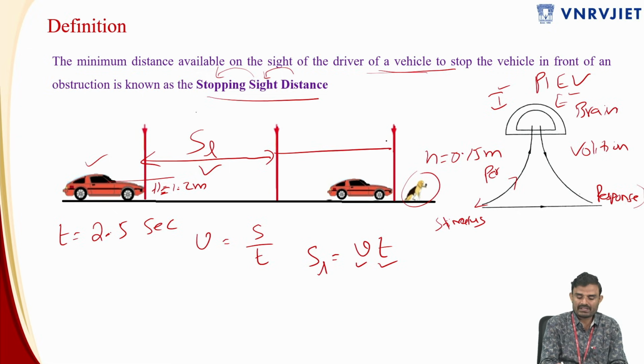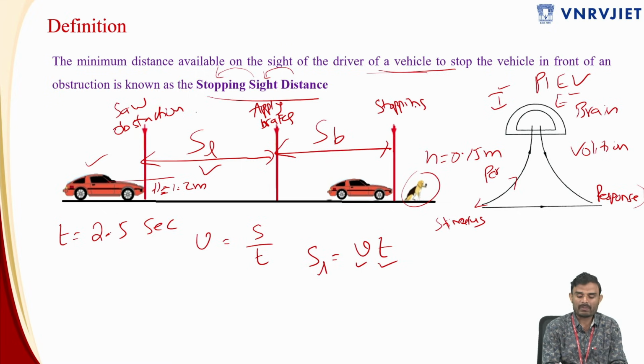The other part of the distance is the braking distance. Here the driver has seen the obstruction. This is the moment at which the driver applies the brakes, and this is the stopping condition, stopping the vehicle in front of the obstruction. The distance traveled during this phase is said to be the braking distance.